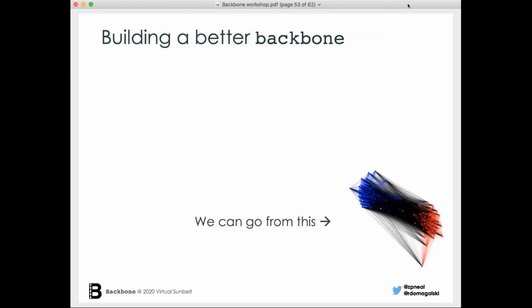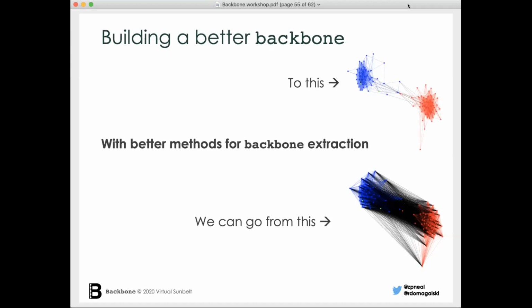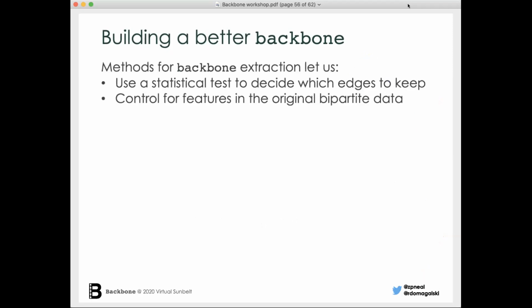So we can go from a backbone that looks like this, which is not terribly helpful, to a much cleaner backbone that preserves the structure, in this case, of the US Senate polarized into groups of Republicans and Democrats, by using better methods of backbone extraction, that is, better methods of deciding which edges to keep. Methods of backbone extraction let us do a couple things. They let us use a statistical test to decide which edges to keep so that our decisions aren't arbitrary. And they allow us to control for different features in our original bipartite data.